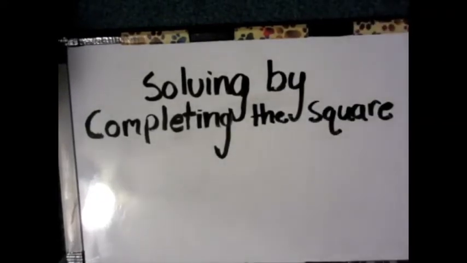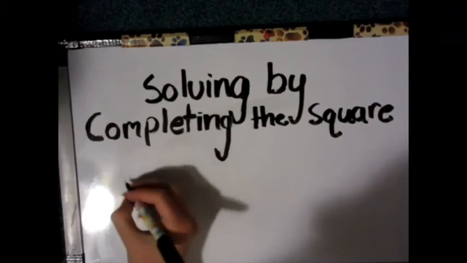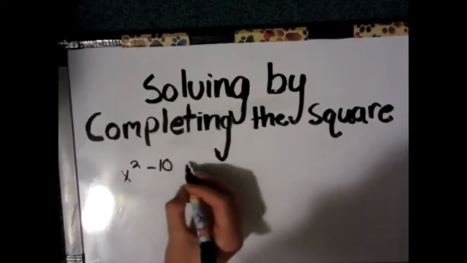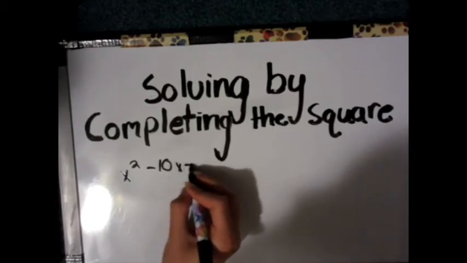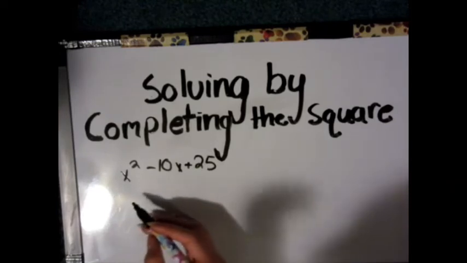Alright, solving by completing the square. Here the main goal is to get it in a place where you can solve by square root method. So for the first example, let's do x squared minus 10x plus 25, which already has a perfect square in it, but we're going to use it for the sake of example.